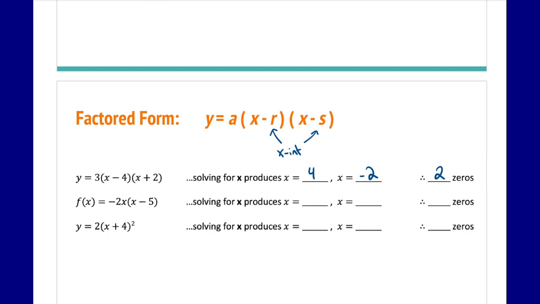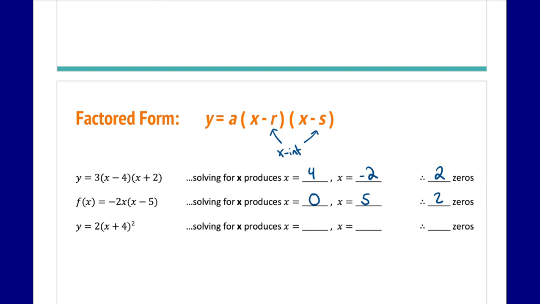For the second one, negative 2x times x minus 5. In the second bracket, for sure I can see that one x-intercept is going to be 5. In the first one, there's nothing with the x, but what would I subtract from x? Well, in this case, I would be subtracting 0. That's why we don't see anything there. So I have an x-intercept at 0 and one at 5. Again, I have two zeros.